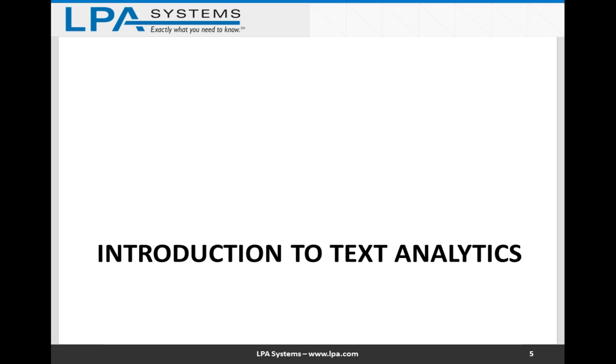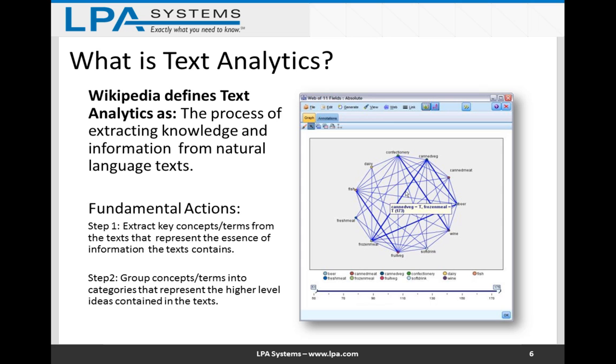So the first section here is an introduction to text analytics. And the question is, what is text analytics? Well, Wikipedia defines text analytics as the process of extracting knowledge and information from natural text. Now, extracting knowledge and information from natural text is definitely something that we use text analytics for, although there is more to it. We can also extract meaning and insights from non-human language text, so things like server logs or possibly network logging, things of that sort.